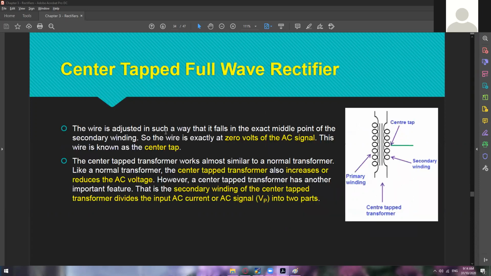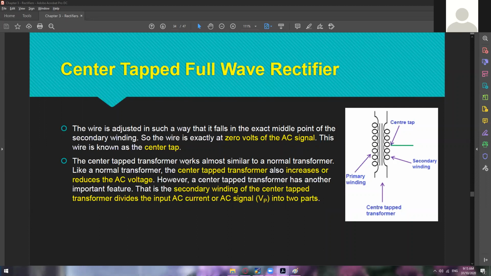Moving on, we have the second type of full wave rectifier, which is the center tap full wave rectifier. The wire is adjusted in such a way that it falls in the exact middle point of the secondary winding. So we have here the center tap. This one is a center tap transformer, 1, 2, and then the middle side is the center tap.